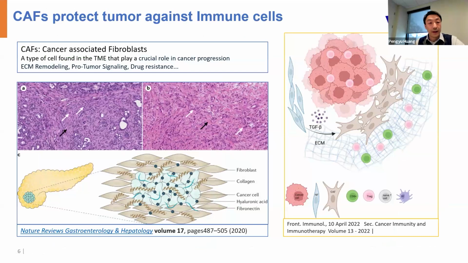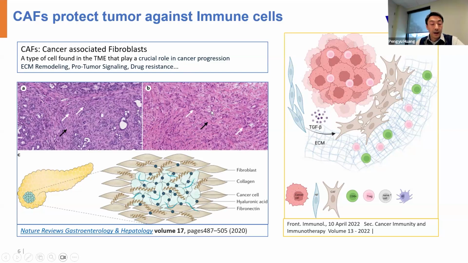Okay, before we go to the data, I want to give a little introduction and background about the CAFs. CAFs can protect the tumor against the immune cells. CAF is cancer-associated fibroblast. It's one type of cell found in the tumor microenvironment. The tumor microenvironment plays a very crucial role in cancer progression. CAFs can do ECM remodeling and can secrete pro-tumor signals. Also, CAFs can express some immune checkpoints to act against the immune cells and cause drug resistance.